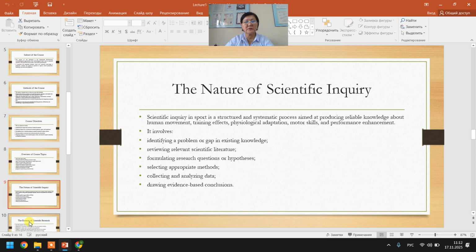The nature of scientific inquiry. Scientific inquiry in sport is a structured and systematic process aimed at producing reliable knowledge about human movement, training effects, physiological adaptation, motor skills, and performance enhancement. It involves identifying a problem or a gap in existing knowledge, reviewing relevant scientific literature, formulating research questions or hypotheses, selecting appropriate methods, collecting and analyzing data, and drawing evidence-based conclusions.